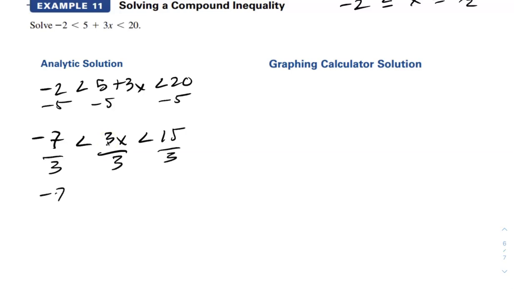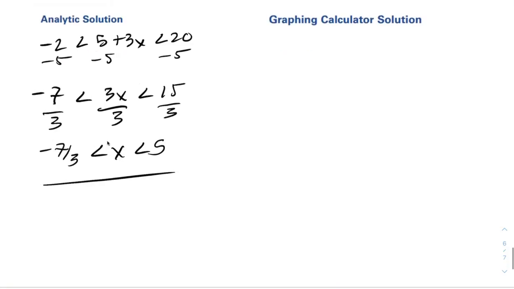I get -7/3 is less than x is less than 5. And that is my answer. If I want, generally they want you to draw a number line. Again, don't over stress it. Let's just do this. Open circle, because there's no equal to sign, and then connect them. X is between these two things, right? X is always the line you're not when you do the number line. So x could be anything between these two values. This is a general idea.